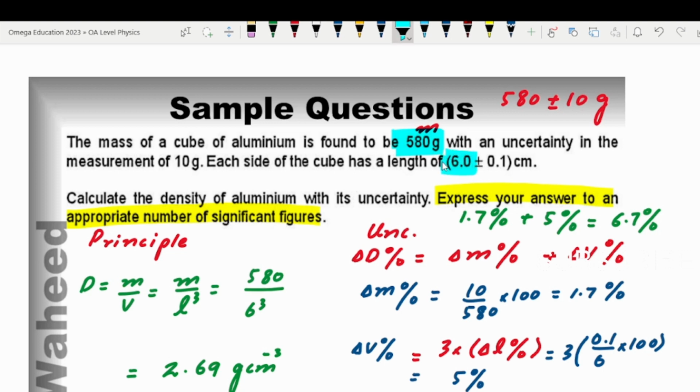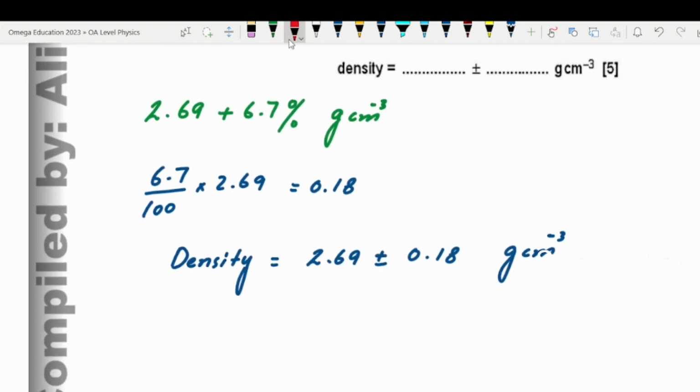What is the physical quantity here? What is the value 6.0? How many significant figures? 2. 6 and 0. So the lowest number of significant figures in the raw data is 2. The number of significant figures in the principal value should also be 2, not more than that. So this would be rounded off to 2.7. We cannot have 3 significant figures in the answer if the lowest number of significant figures in the raw data is 2. I explained this one in significant figures.